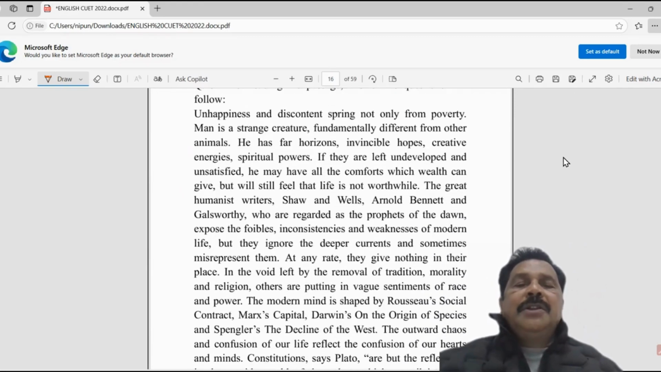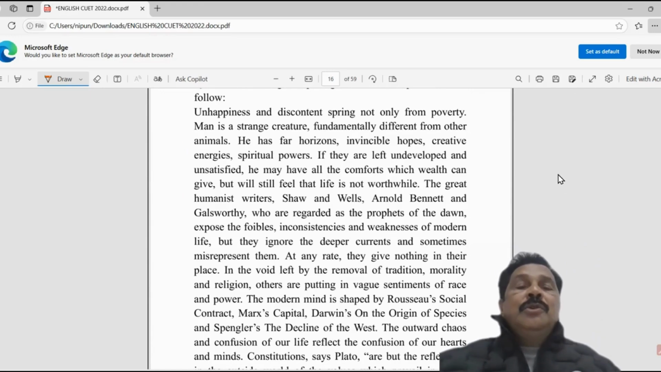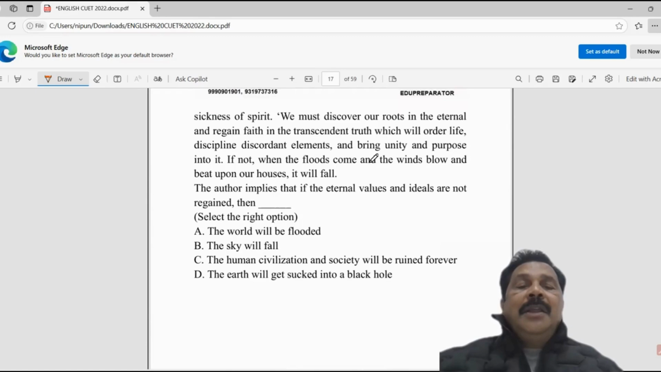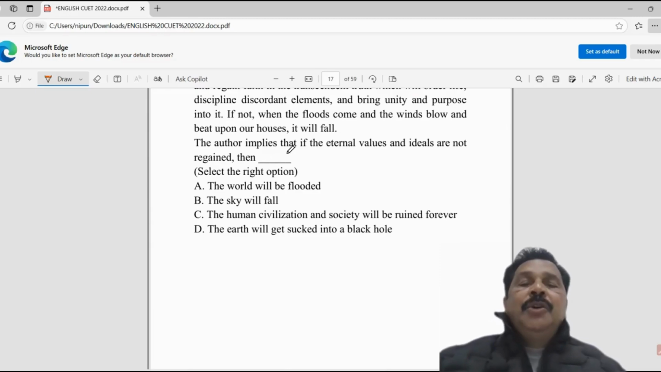Now we are going with the third passage, unhappiness and discontentment. Two ideas which people are dissatisfied with in life. And that is what you are going to see. And the first question is, the author implies that if the eternal values and ideas are not regained, then what will happen?